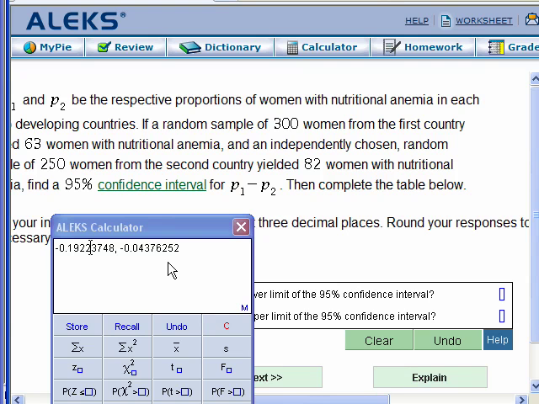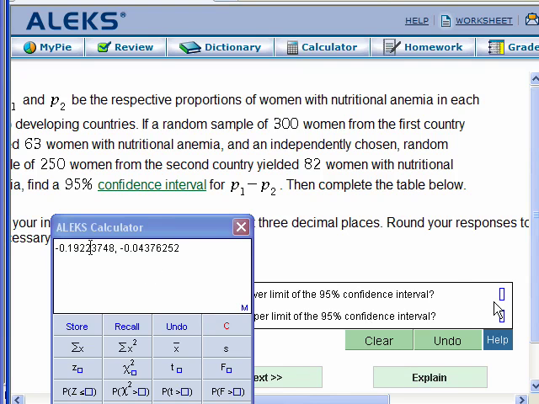There's a 5% chance we could be wrong, that this particular interval won't capture the true difference. And since the difference is negative, that means when I subtract two things and get a negative answer, then the first value, the first proportion, must be smaller. For example, 2 minus 7 is negative 5. The first value is smaller. So in this particular case, the first proportion is less than the second proportion. And we're 95% confident that the difference is going to be somewhere between negative 0.19 and negative 0.04.